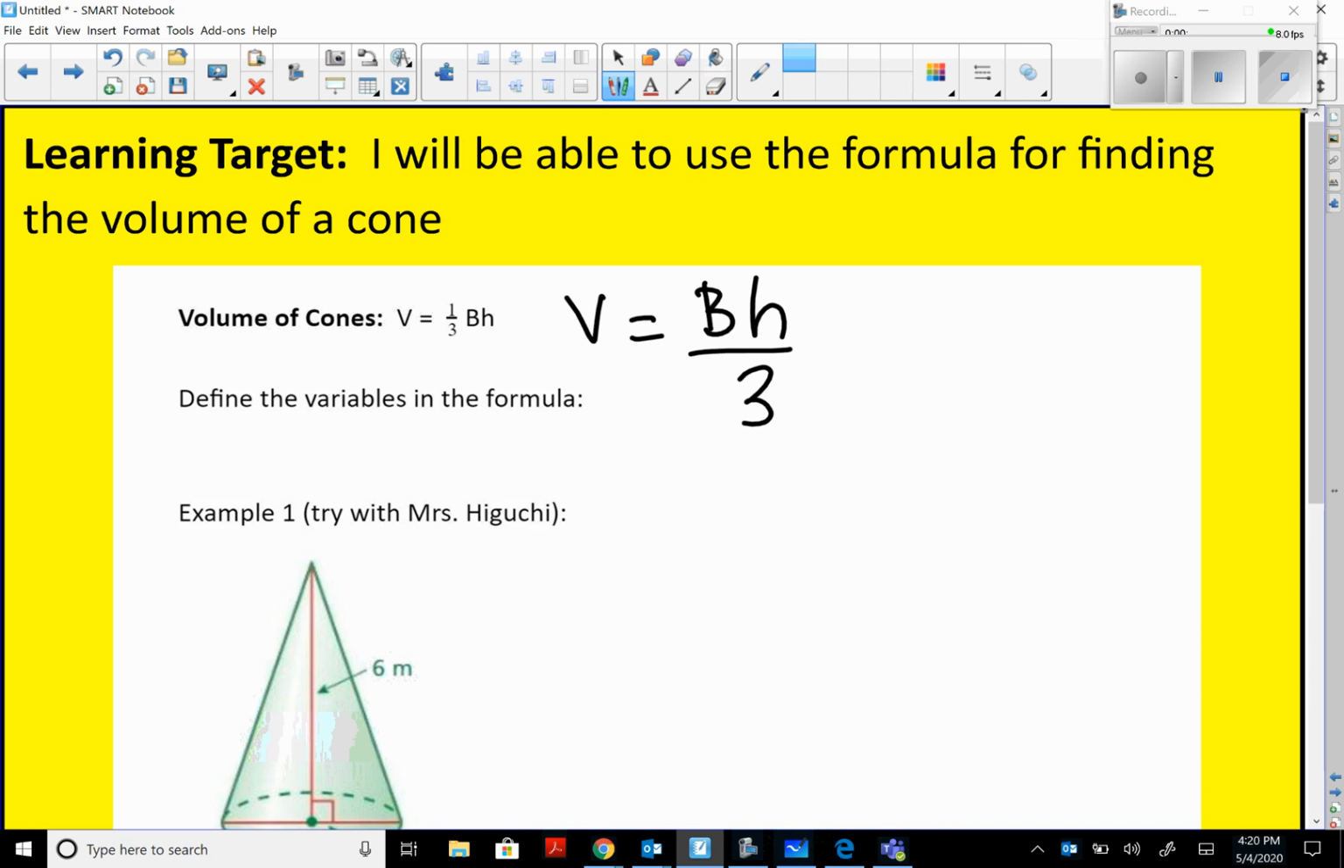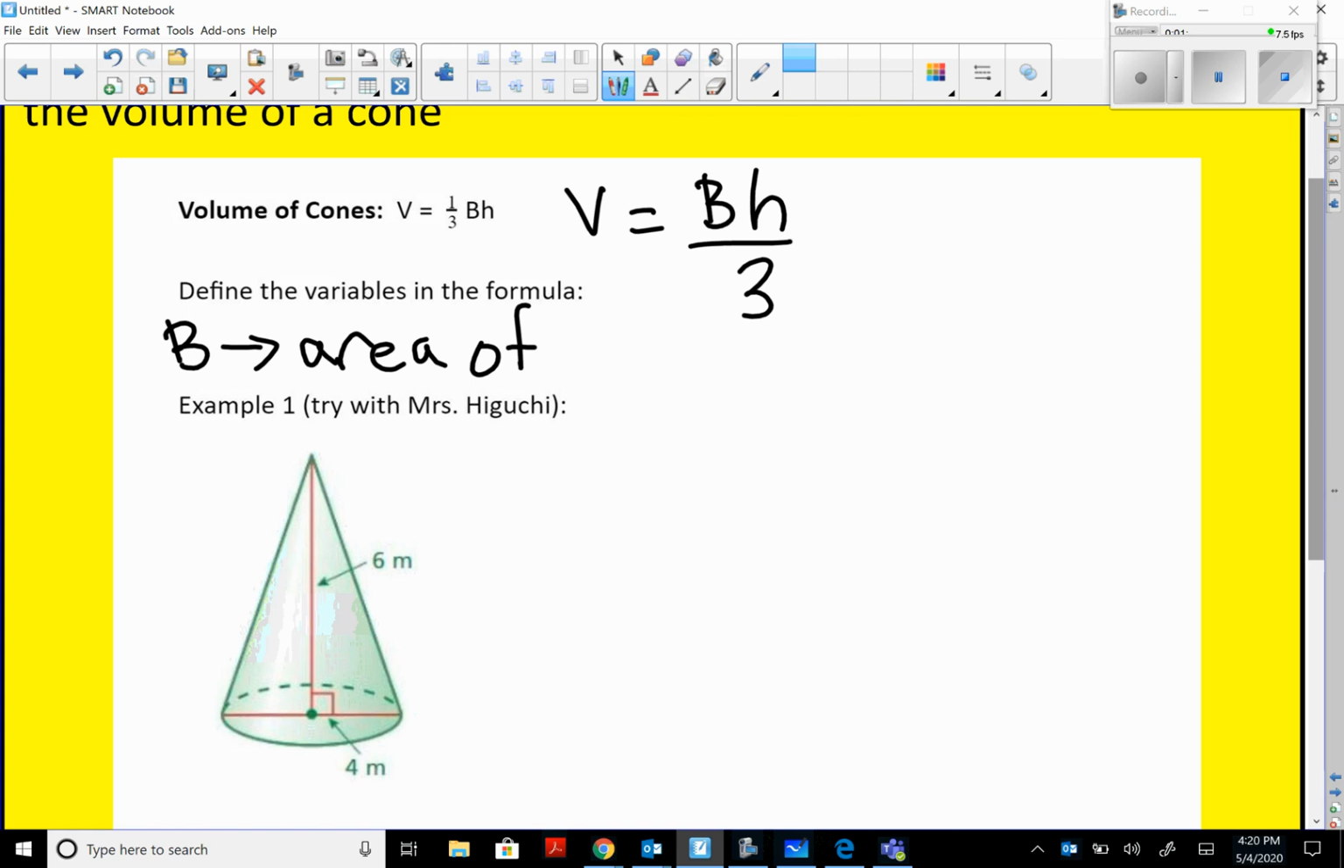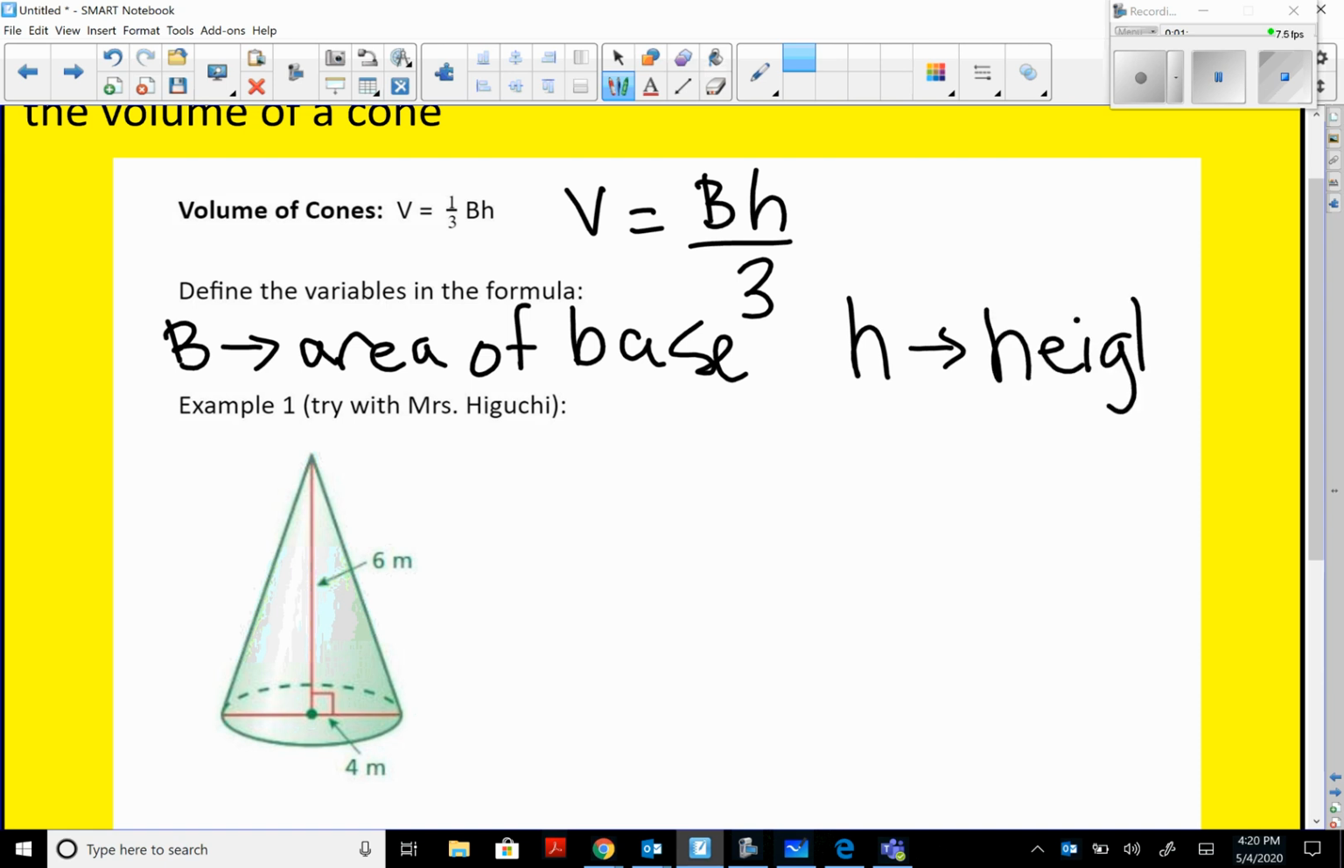So let's go ahead and define the variables again to make sure we know what each of them stands for. So once again, the capital B is the area of the base. That's why it's capitalized. So if you look at a cone, once again, we have a base that's a circle. So we're going to use the same formula that we did in the last one with the cylinders, to find the area of a circle, which is pi r squared. And then the H, this time it stands for the height of the cone instead of the height of the cylinder. So we're going to do some examples together.